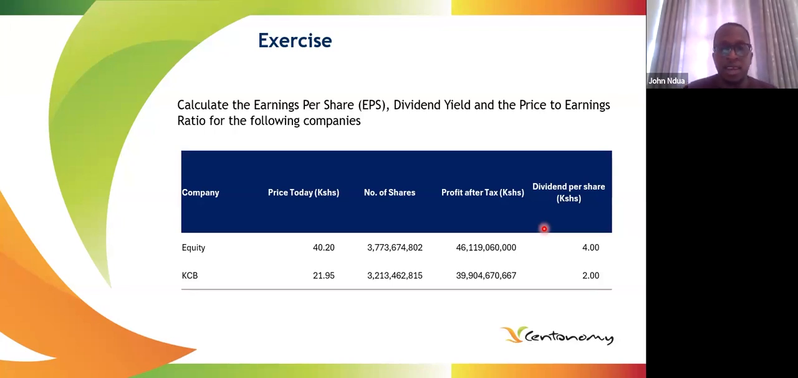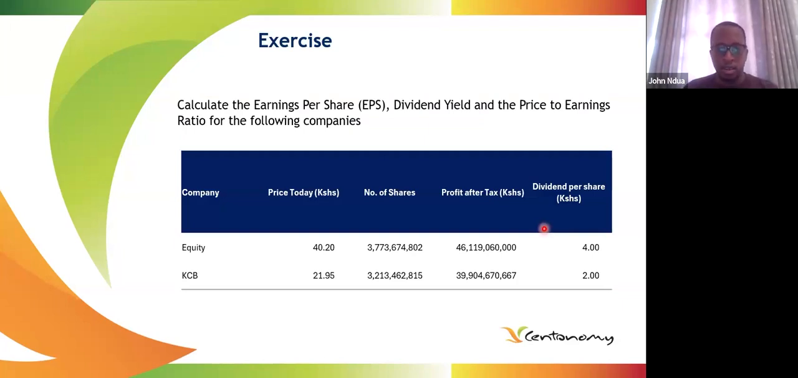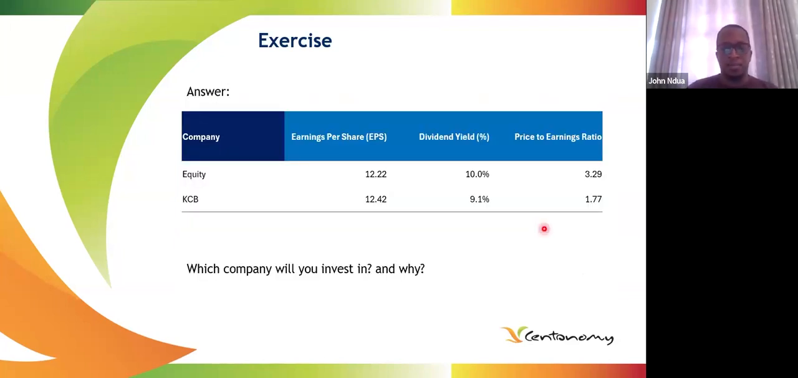So now with this data, you can calculate those three ratios using the formulas we covered. And the results will look like this. For Equity and KCB, the earnings per share is 12.22 and 12.42 for KCB. Dividend yield will be 10% and 9.1%. And price to earnings ratio will be 3.29 and 1.77. That's just the data from the calculations using this data. So this is the result, ideally.